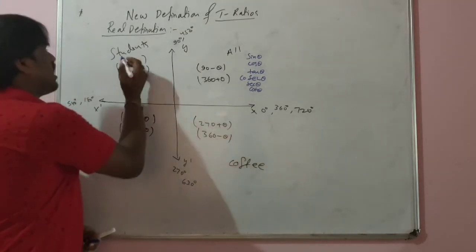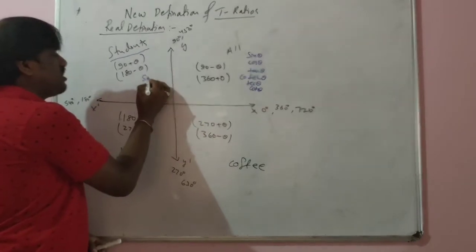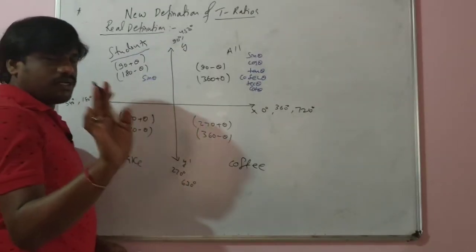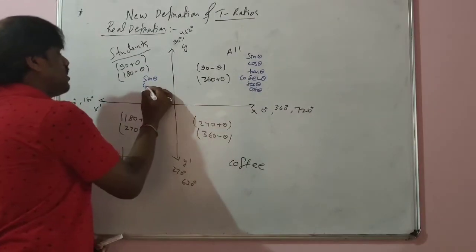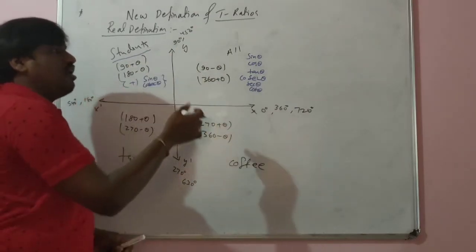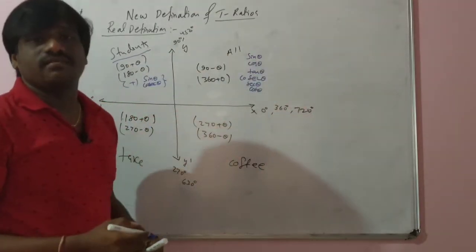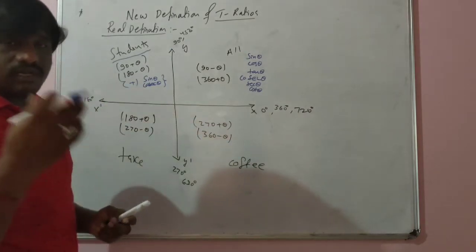S for students indicates the sine, so therefore sine theta. Why you will get it, I'll explain, don't worry. So this is sine theta, sine reciprocal is cosec theta, and these two are positive in this quadrant, and all the others are negative. You should remember this concept, then you will do many problems.